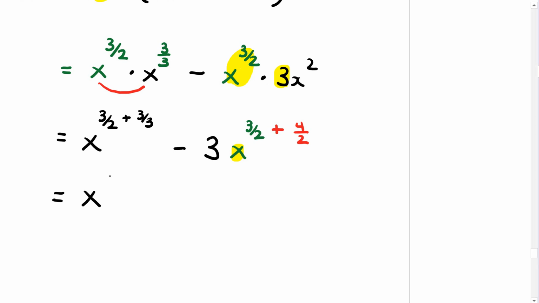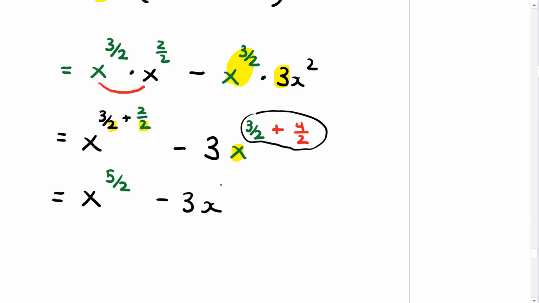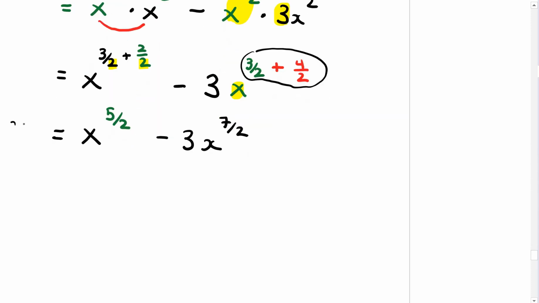So this will now be x to the power of, okay, I'm not sure why I did 3 over 3. I do apologize. I think that's better to write that as 2 over 2, right? So 2 over 2. And that way the denominators are the same. So I apologize for that. I think 2 over 2 would be better. Okay, so 3 over 2 plus 2 over 2 is now 5 over 2 minus 3x, and if I add that now, that's going to be 7 over 2, I believe. Good.